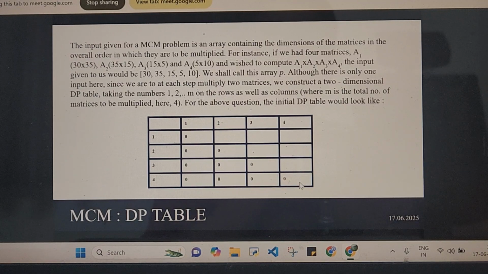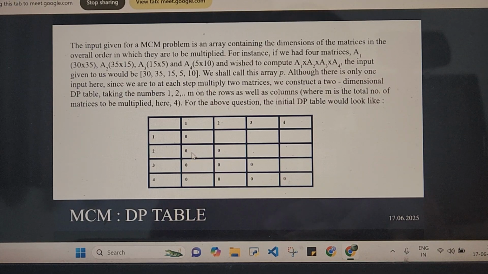Please understand that when I say multiplying from A1 to A1, it does not mean A1 into A1. We are not squaring the matrix here. You have to start from i plus 1 up to j, and here i equals 1 and j equals 1, so there is no progression, there is no sequence of matrices at all, nothing to multiply. So DP of i of i will be 0 for any number i. So that's why the leading diagonal is filled with a 0.